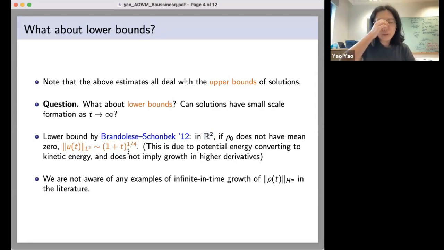Okay. However, this is due to potential energy continually converting to kinetic energy, so this heavier portion of fluid is going down faster and faster. It does not necessarily imply that the density function itself, when we look at its spatial derivative, needs to have any growth in its derivatives, right? So far, we are not aware of any example of infinite time growth of some Sobolev norm of the density itself in the literature, and this motivates our study.